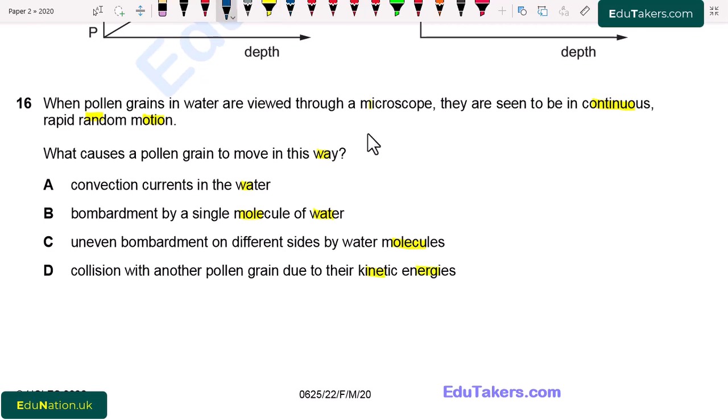So first of all, I consider that here is water in a beaker. And there are also the water molecules and pollen grain molecules. These are pollen grain molecules.